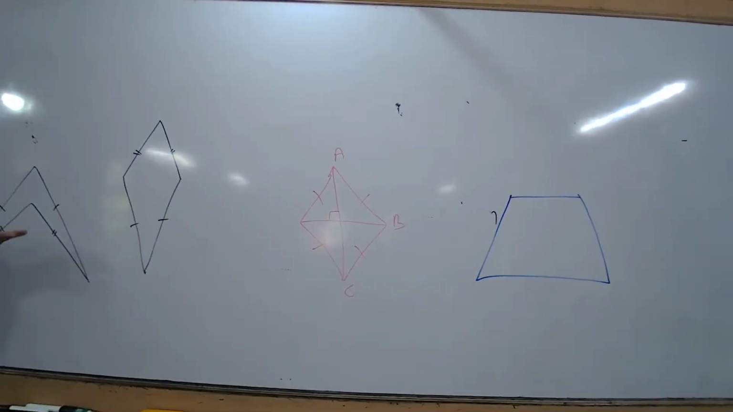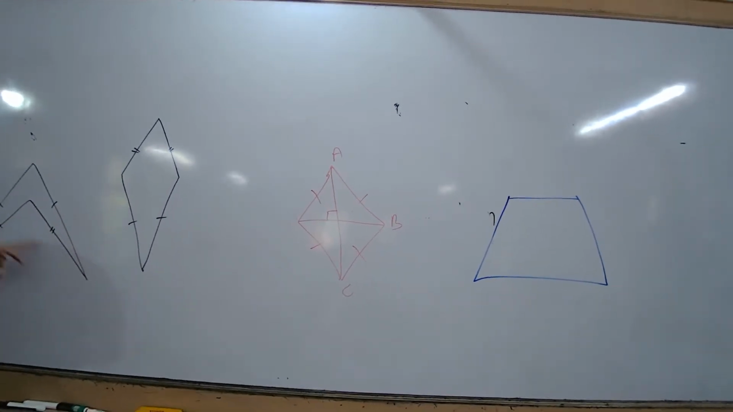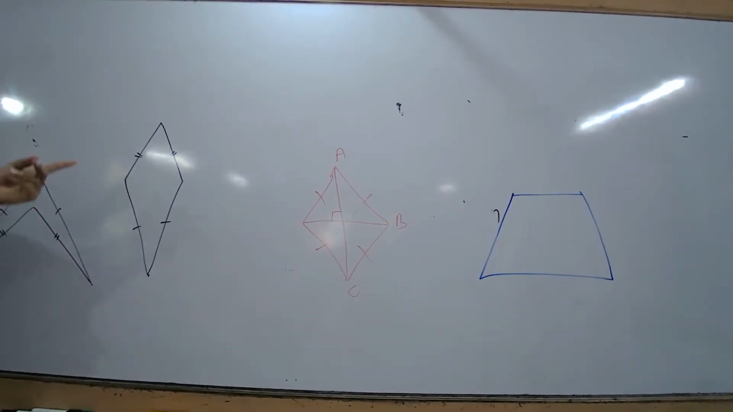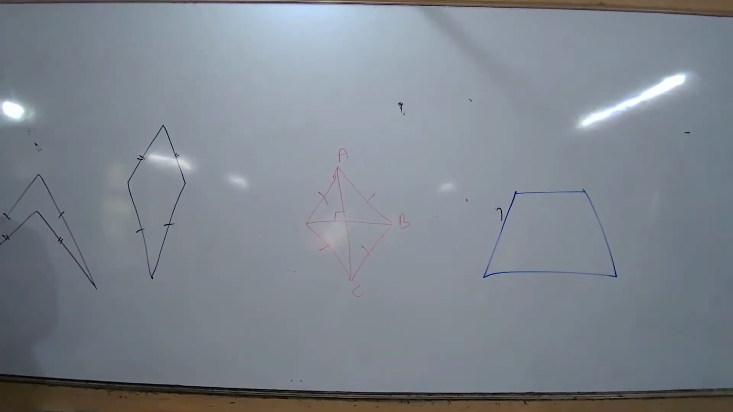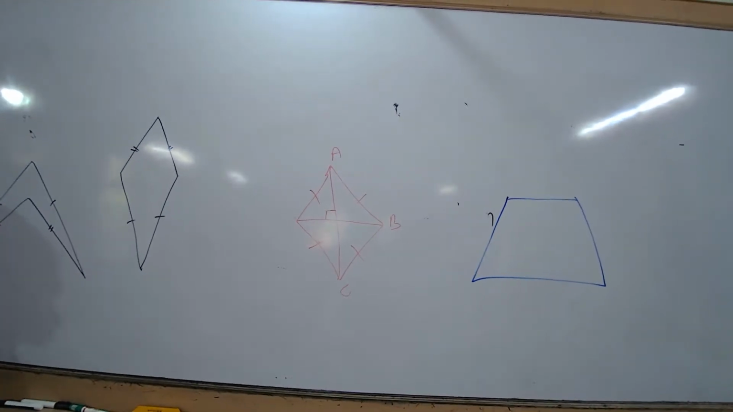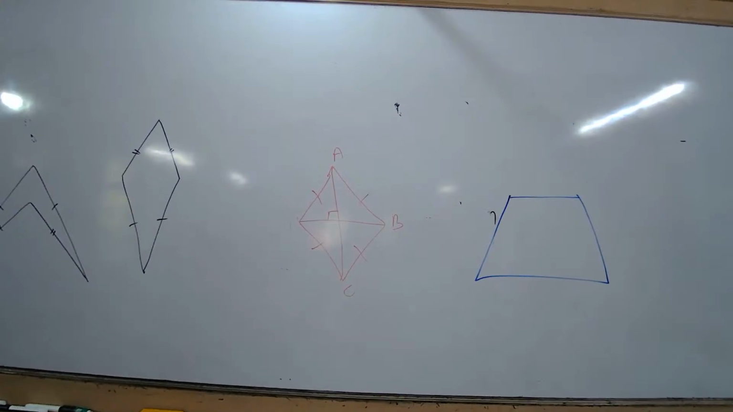Look, if this vertex is toward the same side, it becomes an arrowhead. See here, these are equal. If this one is brought down, it becomes a kite. Sir, are both angles equal? Angles are not equal. Okay? Alright, so this is the property.